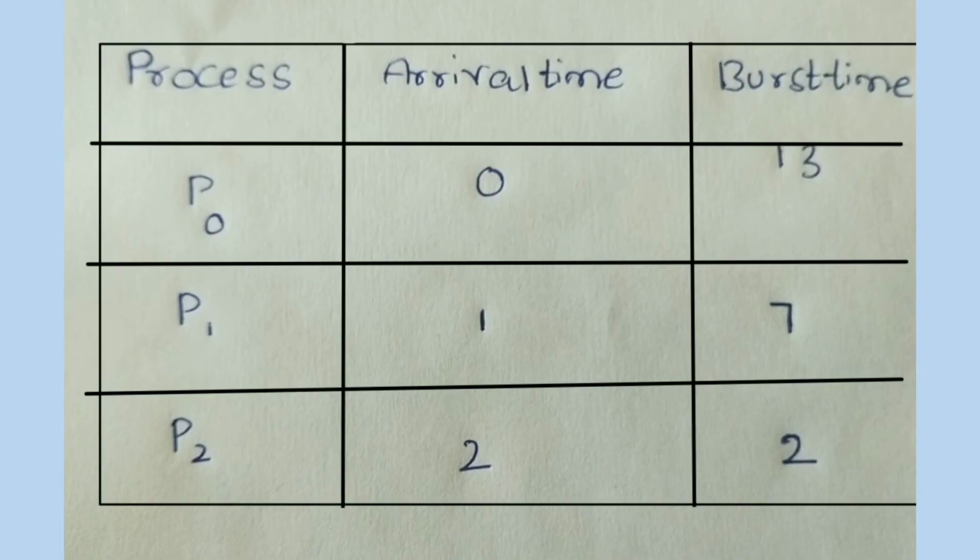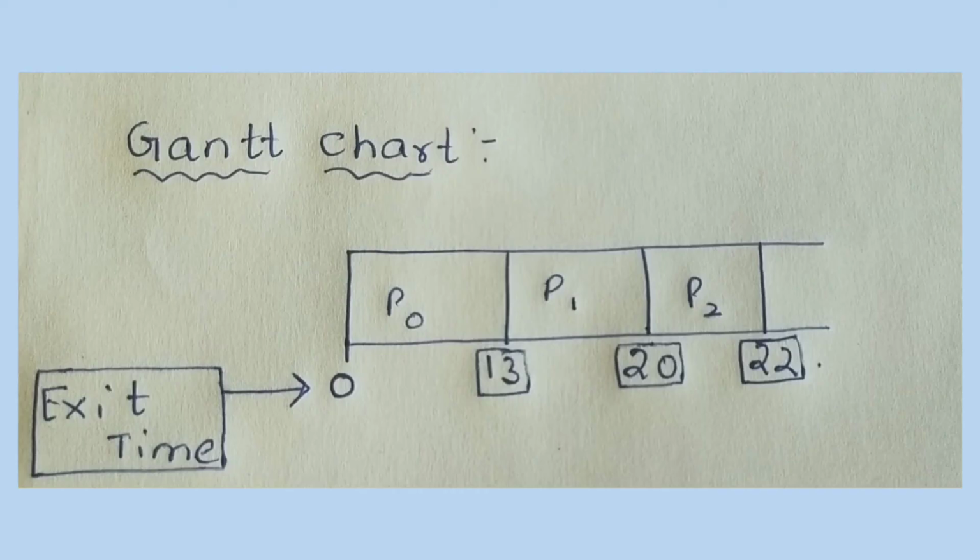If you observe the table, there are 3 processes: P0, P1 and P2. P0 arrives at 0 and the burst time, that is the execution time, is 13. P1 arrives at 1 and the execution time is 7. P2 arrives at 2 and the execution time is 2. As you can observe in the Gantt chart, P0 started working with the CPU at 0 and exited at 13. P1 started working with the CPU at 13 and ended at 20. P2 started working with the CPU at 20 and exited at 22.